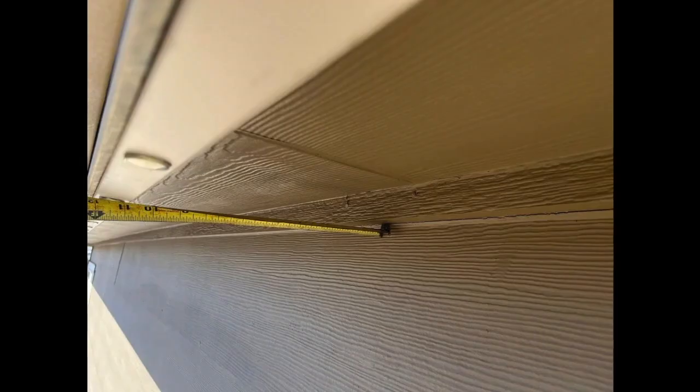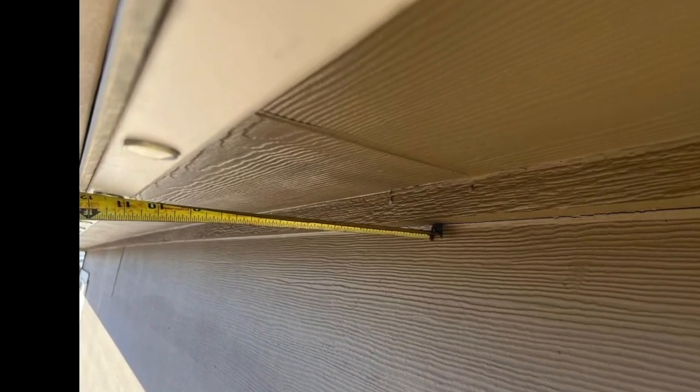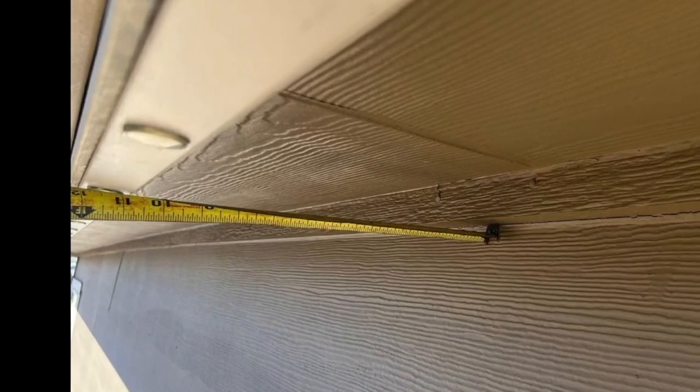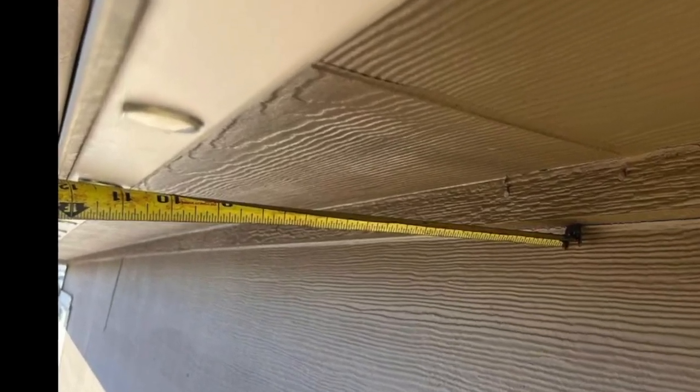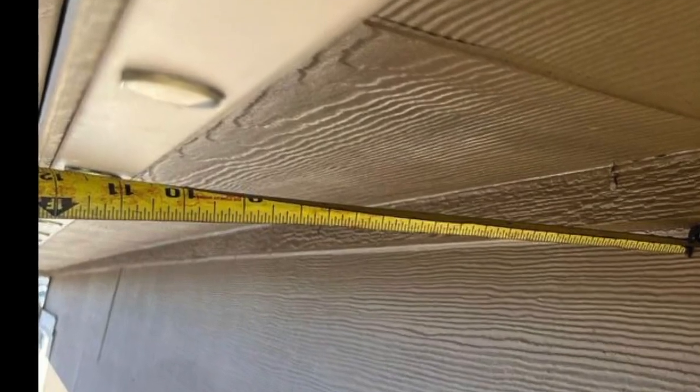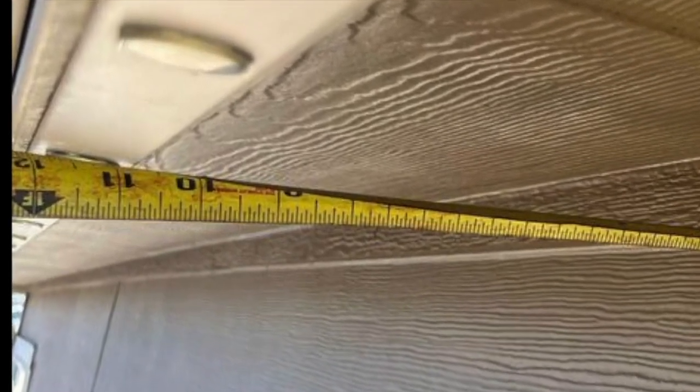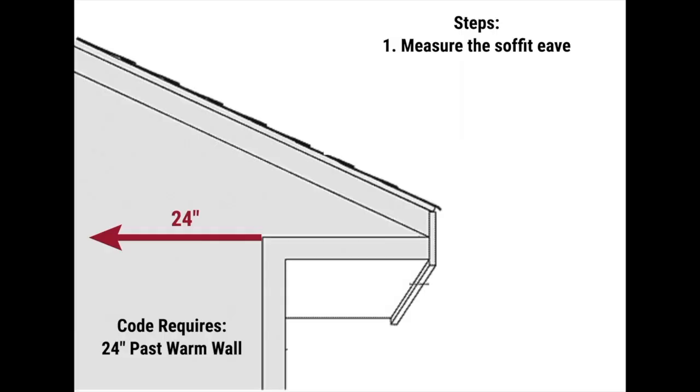So the steps for that is first you have to measure the soffit and the eave, which is also part of the photo checklist that you have in your field guide. So you go ahead and measure it, take a photo of it for the insurance company, and in this instance, yes indeed, the soffit is actually 12 inches. So we have 24 inches from the warm wall.